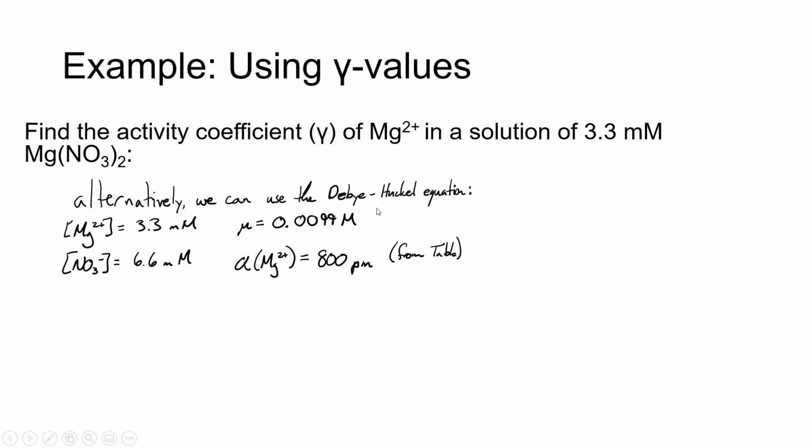So a lot of the hard work for doing the Debye-Huckel equation we've already done. We know the concentration of magnesium 2+, concentration of nitrate, therefore we know the ionic strength, which we said was 0.0099 molar. And having just looked at the table, hopefully you remember that the alpha value for magnesium 2+ is 800 picometers.